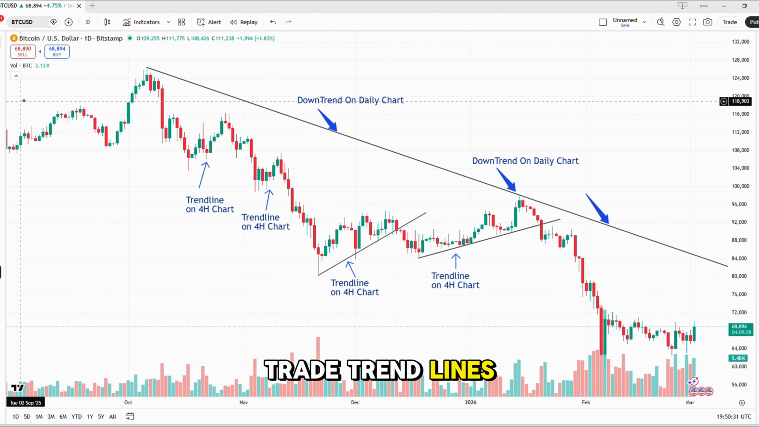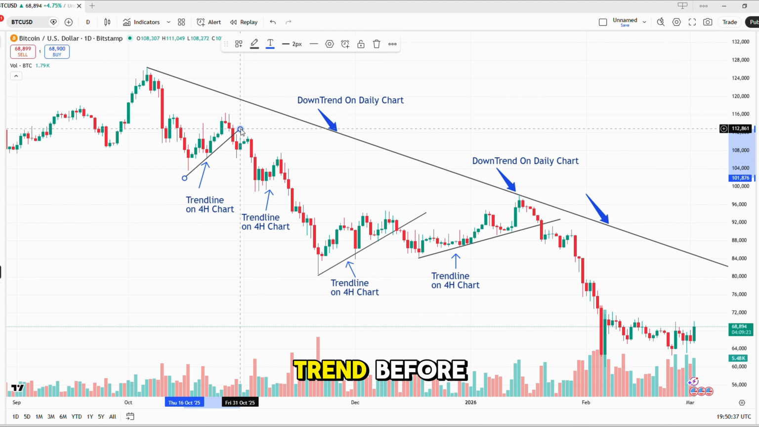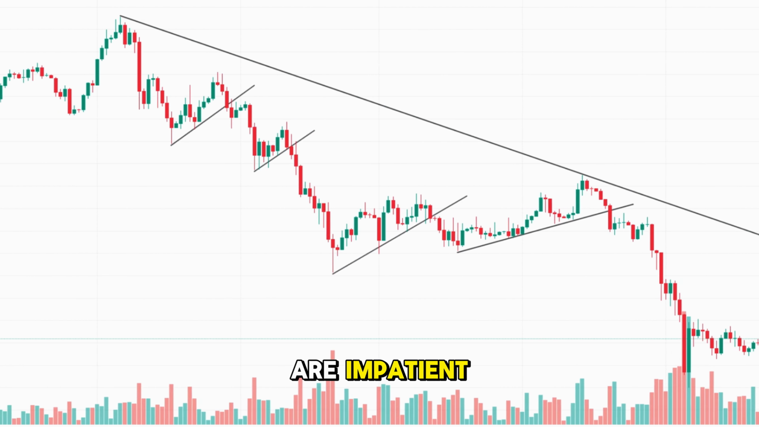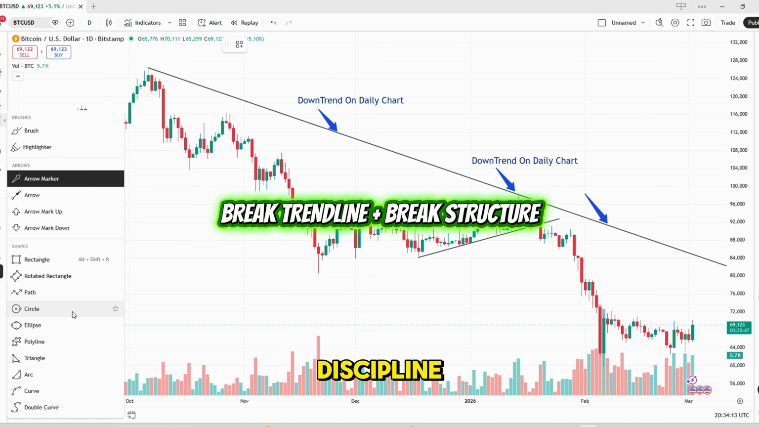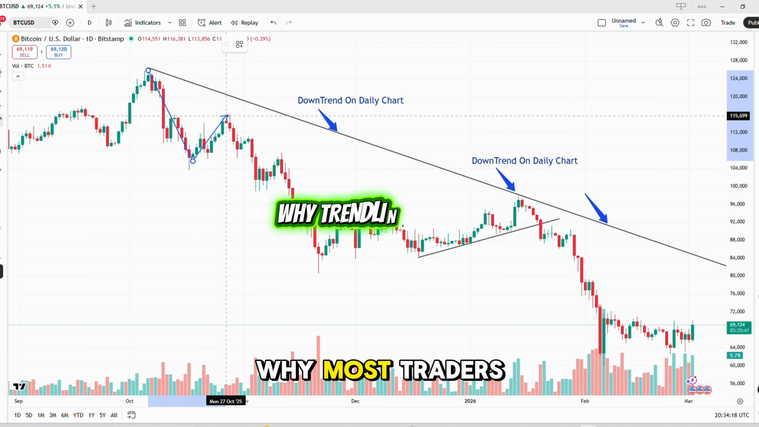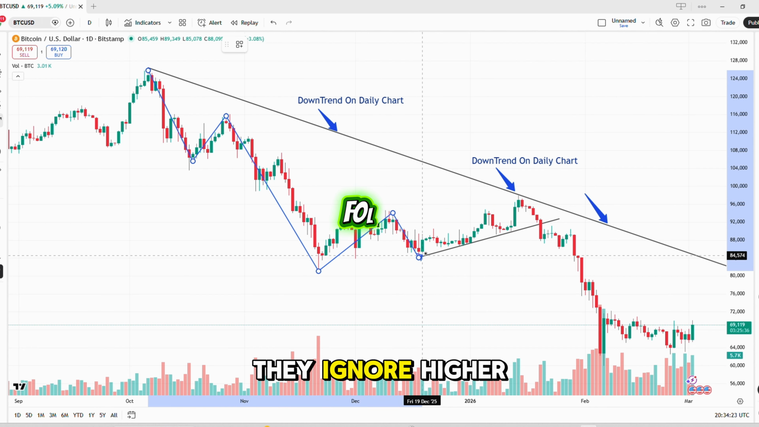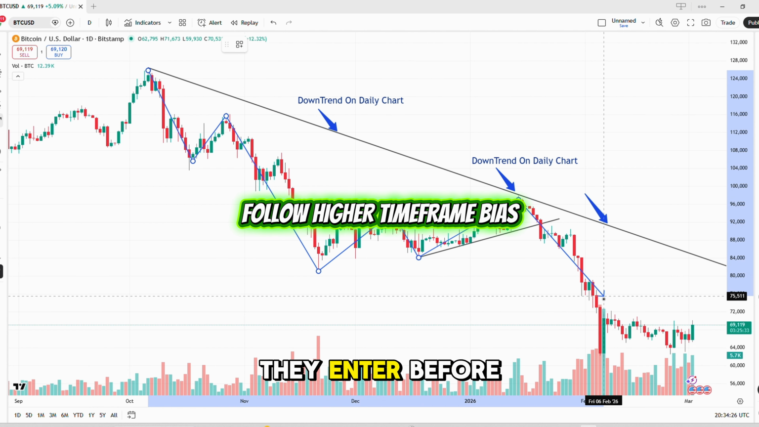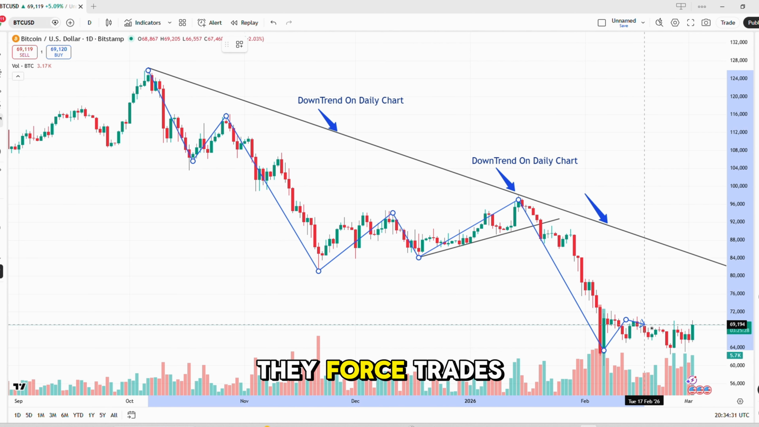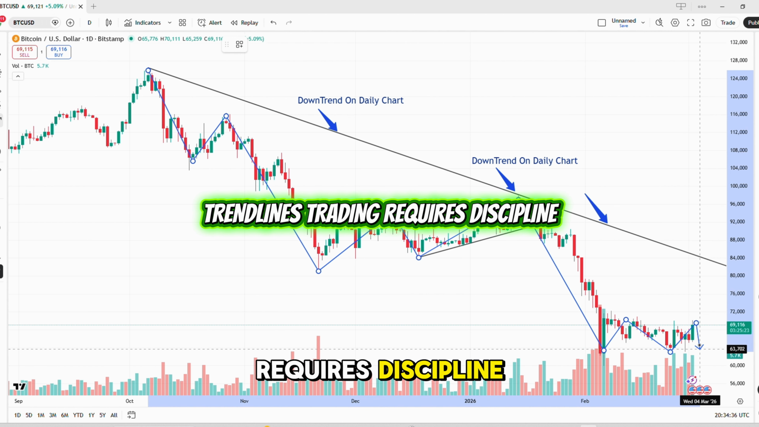When not to trade trend lines. Do not trade in ranging markets, against the daily trend, before structure breaks, without confirmation, or because you are impatient. Trend lines require discipline. If you cannot wait, do not use this strategy. Why most traders lose with trend lines? They trade lower time frame noise. They ignore higher time frame bias. They enter before confirmation. They trade inside consolidation. They force trades out of boredom. Trend lines are simple, but simplicity requires discipline.